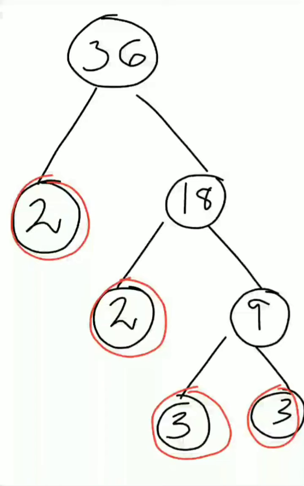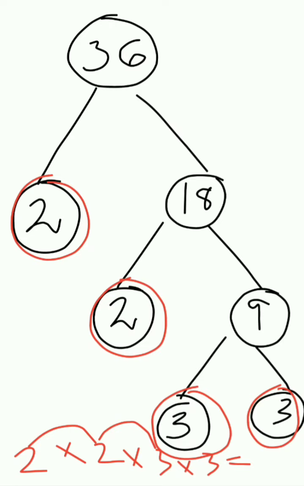If you observe the diagram, you can see that the numbers at the tip of each branch are prime numbers. And the product of those numbers will be 36. Let us check. 2 into 2 into 3 into 3. 2 into 2 is 4, 4 into 3 is 12 and 12 into 3 is 36.